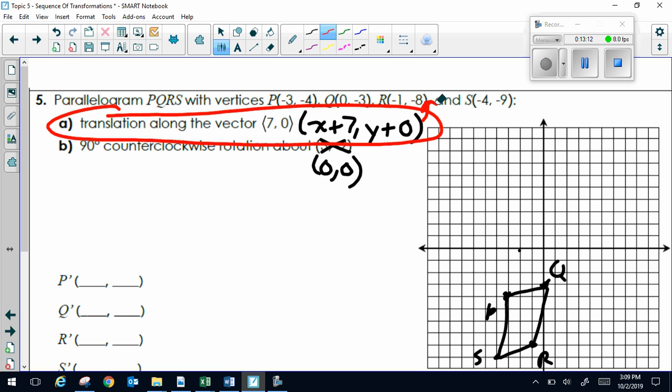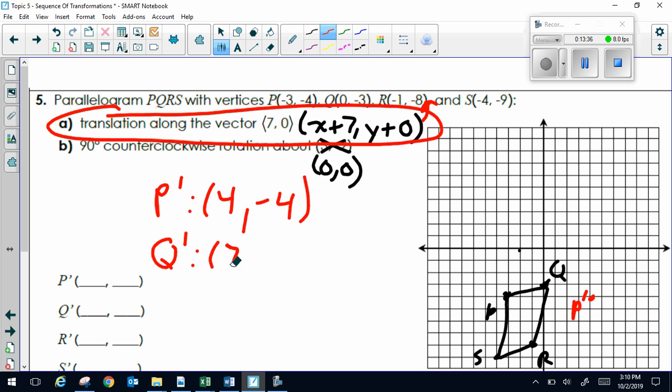So P prime, if I do this, x plus 7, it's negative 3 plus 7 would be positive 4. And the y is not going to change because you're adding 0. So it's positive 4, negative 4. So there's my P prime. Q prime, again, plug the 0 in. That is going to give me positive 7, comma, again, the y is not going to change. So positive 7, negative 3. So here's Q prime.